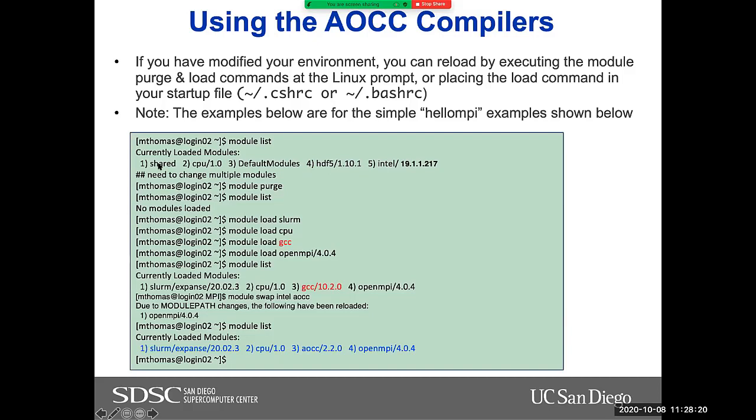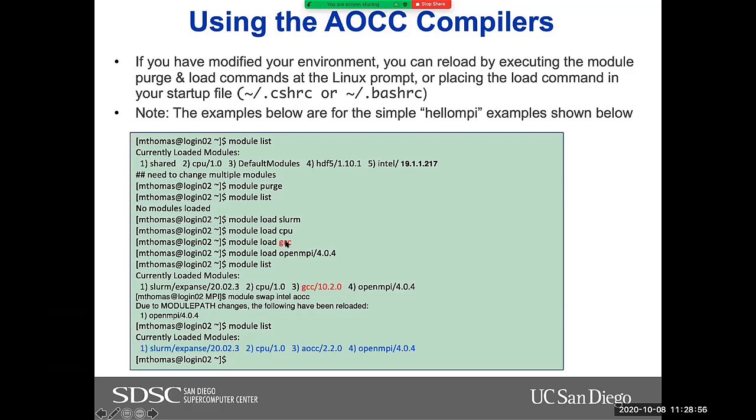Right now, I've got these different modules, but I'm going to change it for an example. This one here is just to show you how to change it. You do module purge, just like on Comet. You list your modules. There's no modules loaded. Then I start loading in different modules, and then I list them. And we can see that I have the Slurm, a CPU, GCC 10.2.0, and OpenMPI 4.0.4. And then I went, oops, I don't want to use GCC.